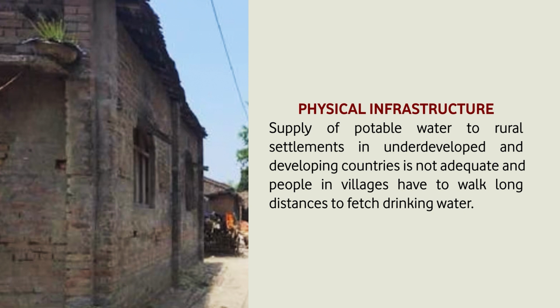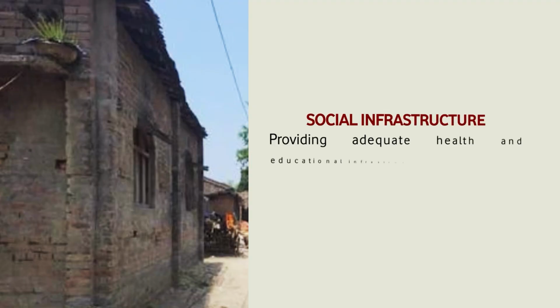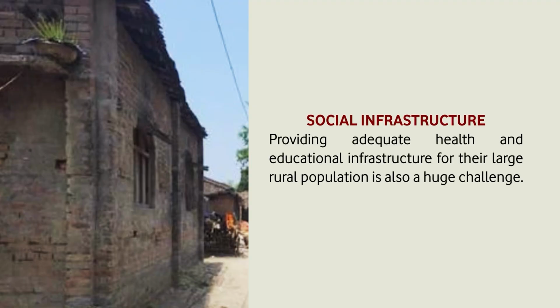That means supply of potable water to the rural settlements in underdeveloped and developing countries, where people don't get adequate potable water and villagers have to walk long distances to fetch drinking water. The same goes for other infrastructure like sewerage and solid waste management. Then comes the social infrastructure. Providing adequate health and educational infrastructure for this large rural population is also a huge challenge. They have to depend upon their nearest urban settlements.